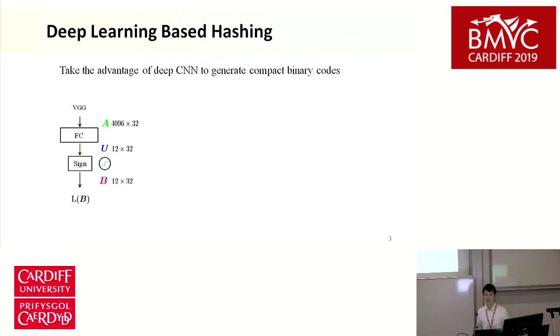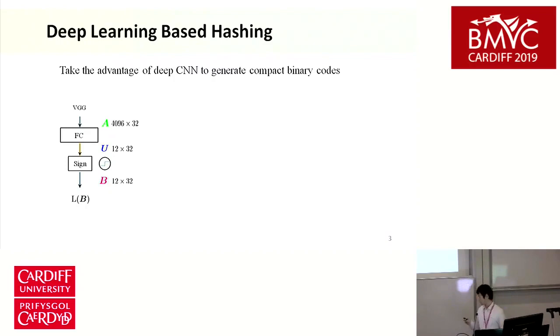Okay, let's go to deep learning. We want to take advantage of deep learning to generate compact binary code. It's different from the binary neural network, which binarizes the filters and the activations. Here we only focus on the last layer of the network. Here is the normal architecture of deep hashing. Take the VGG as an example. The output of VGG is 4096 dimensions, and here we add an FC layer to reduce the dimension to 12. And then the sign function is used as the activation function to binarize the output to binary code.